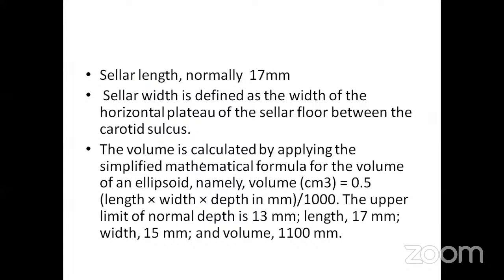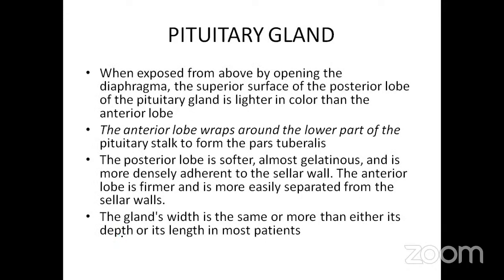And sellar length is taken anteroposteriorly. Sellar volume is calculated by applying a simplified mathematical formula for the volume of an ellipsoid, that is, we multiply length, width and depth in millimeters and divide by 2. The upper limit of the normal depth is 13 millimeters, length is 17 millimeters, width is normally 15 millimeters, and volume is approximately 1100 cubic millimeters. So this was all about the bone.